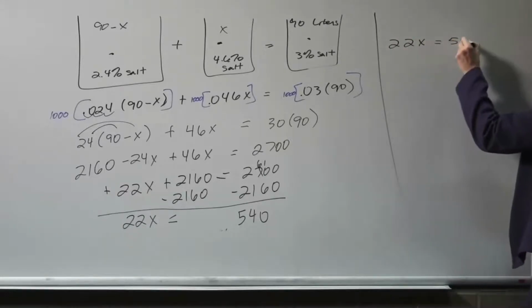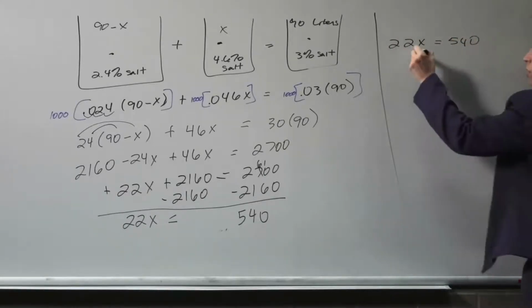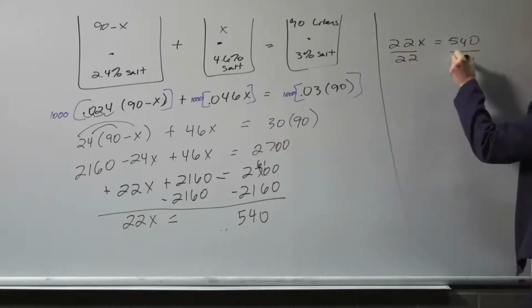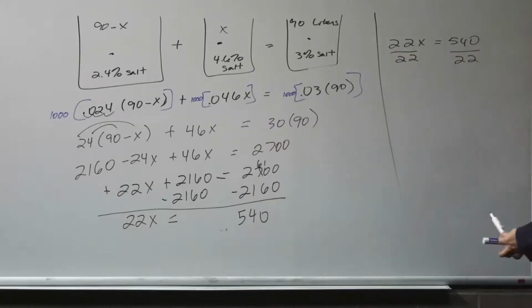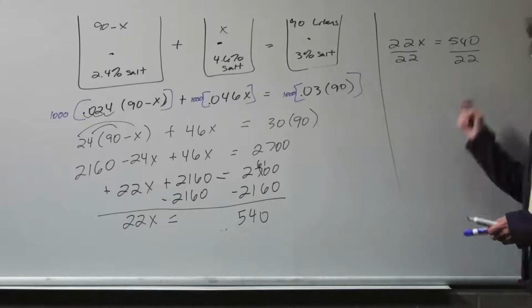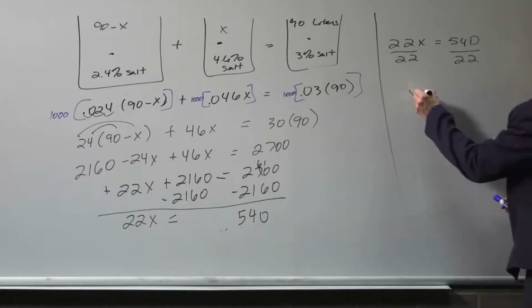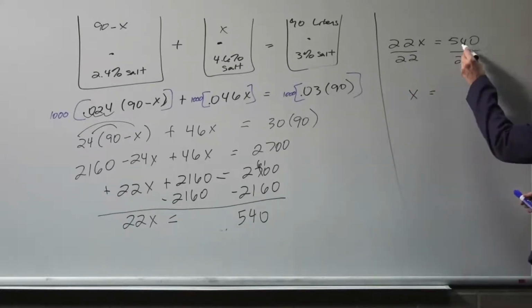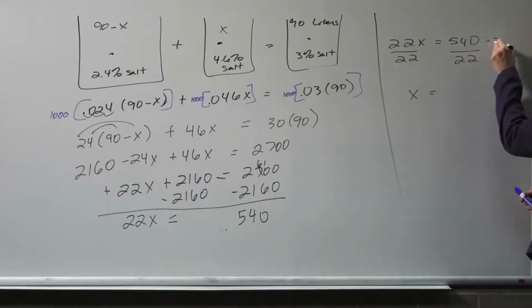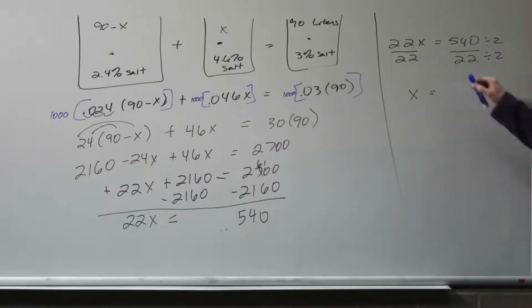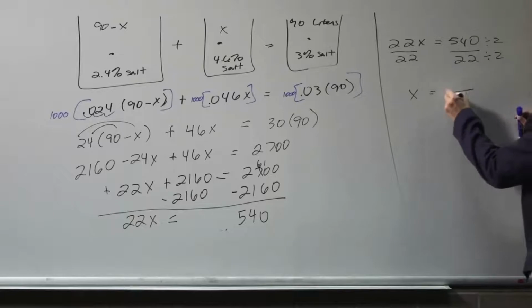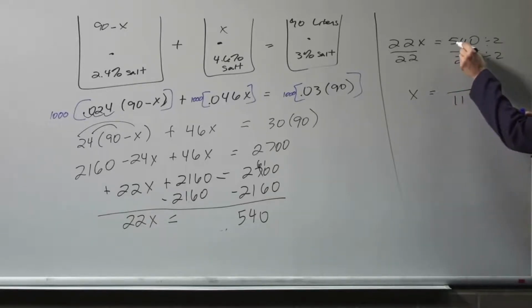22x equals 540. Ready? We're going to divide by 22. Wow. Okay, this is going to be a little ugly. Let's reduce this fraction. I'm going to divide by 2 here, and divide by 2 here. And that's 11. Anytime you divide by 11, it's pretty ugly.